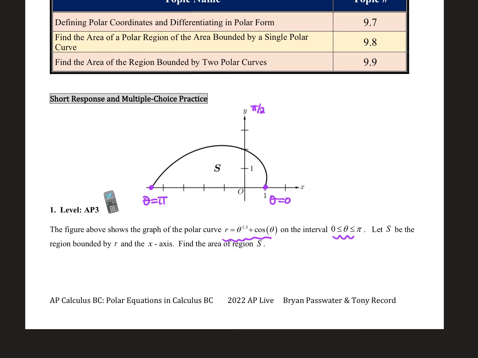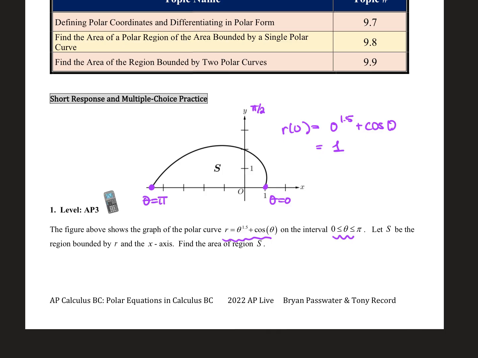And how I'm really going to determine that is I'm going to plug it in to my equation. So here, r of 0, not theta, is equal to 0 to the 1.5 plus cosine of 0. Remember, cosine of 0 is 1, so r of 0 when theta is equal to 0 is equal to 1. And I could also find out that at theta equals pi, it's going to end up over there.